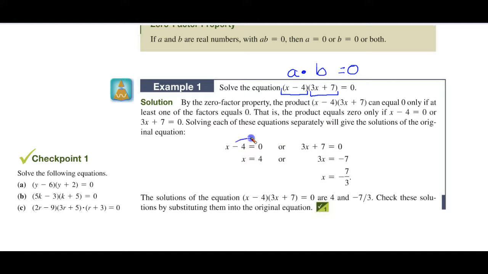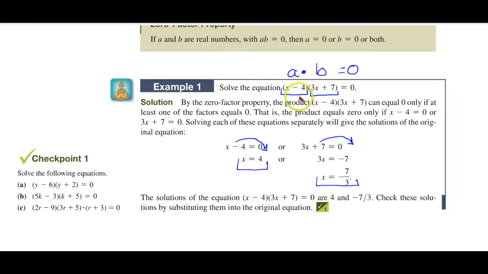So we just transpose that. Negative 4 on this side, it becomes a 4. Here we transpose the 7. That becomes a negative 7. And then we have the 3 left that we will divide both sides by 3. And we get x equals negative 7/3. Remember, we said the ideal place to write this negative sign was by the division bar. So these are your answers.